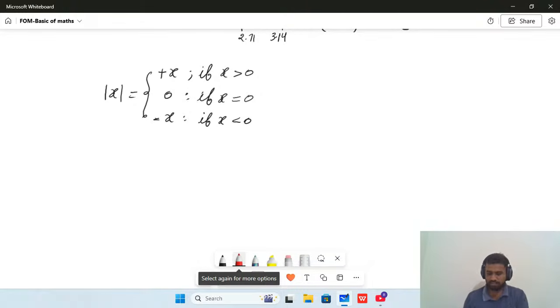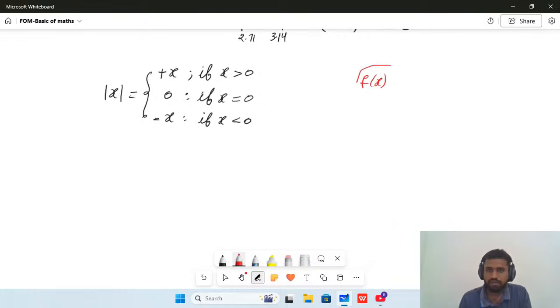So what is this modulus function doing? It will take input and it will give output. So if we give minus 5 as input, it is giving 5. If we give 0 as input, it is giving as it is 0, and if we give any positive number as input, it is giving the same number. So this is how the modulus is working.